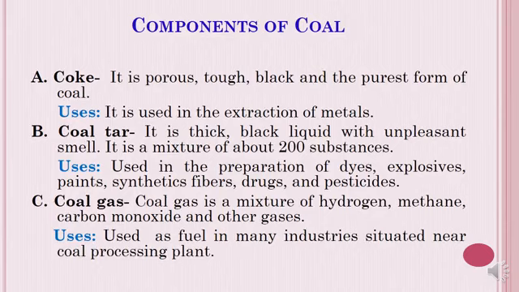C. Coal gas. Coal gas is a mixture of hydrogen, methane, carbon monoxide, and other gases. Uses of coal gas. It is used as fuel in many industries situated near the coal processing plant.